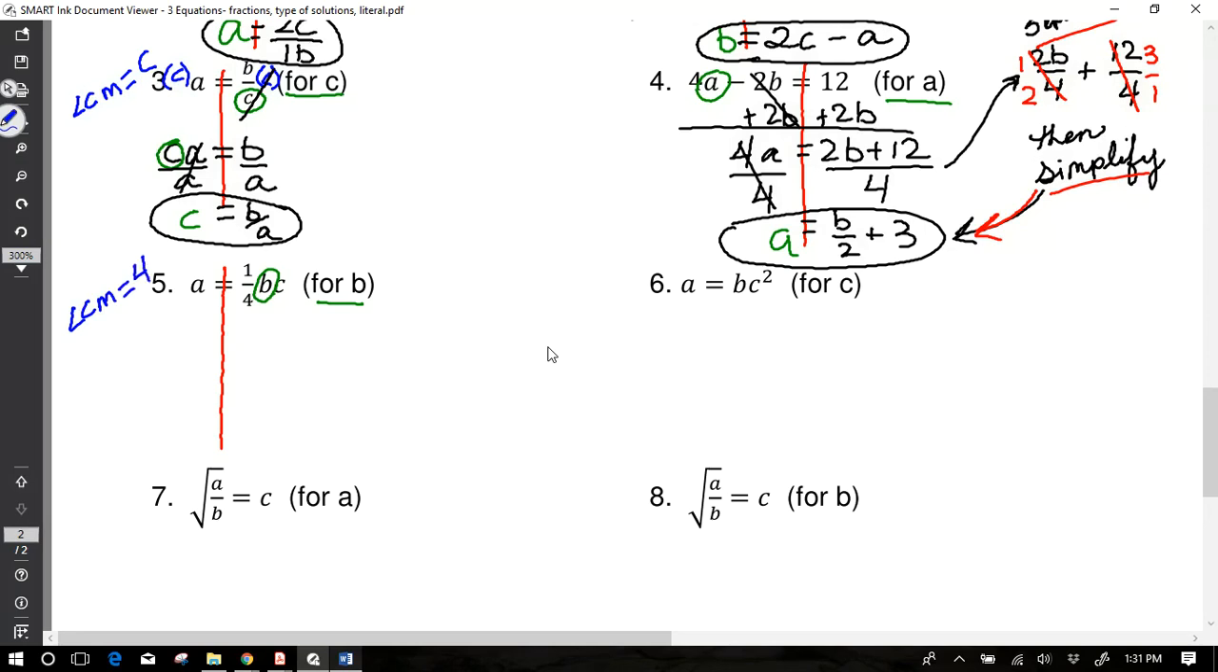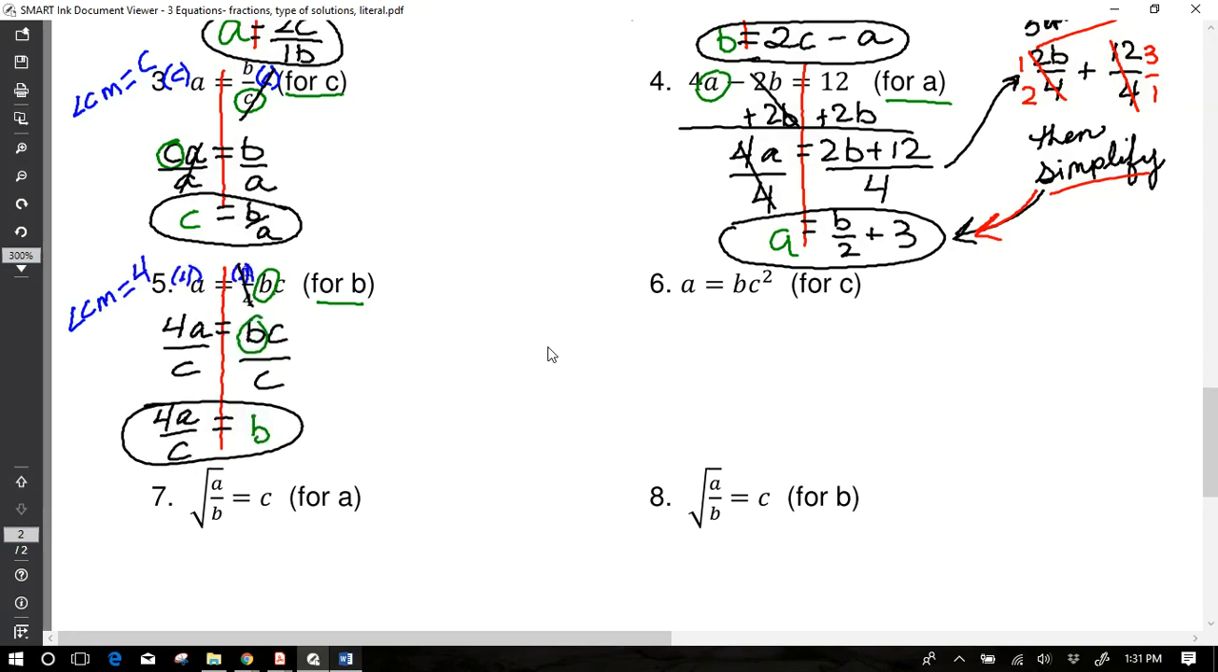This is my solution for number 5. I had to find my least common multiple of my fractions because there was a fraction. It was 1/4. So I found my LCM is 4, and then I multiplied both of the terms in this literal equation by the number 4. And so I ended up with 4 times 1 is 4 divided by 4 just gave me 1. So that fraction went away. And then on the left, I have 4 times A, which is just 4A.